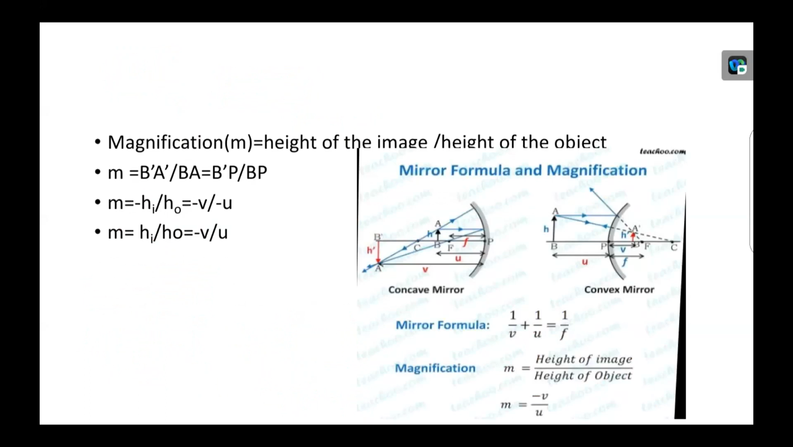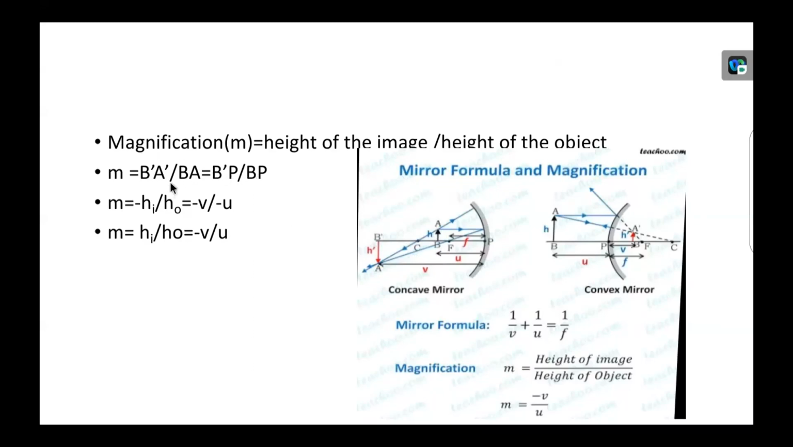Next, the last topic, which is magnification. Magnification of the mirror can be applied for both convex mirror as well as concave mirror. What is the formula for magnification? It is height of the image by height of the object. Height of the image is here B dash A dash. Height of the object is BA. That's why we have taken B dash A dash by BA. If you use similarity of triangles, this will be equal to image distance by object distance, B dash P by BP.